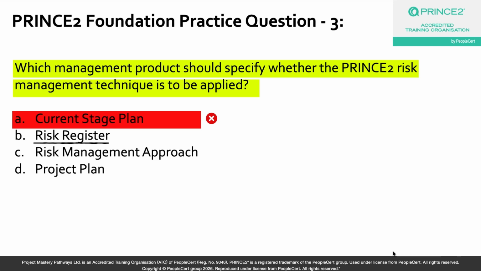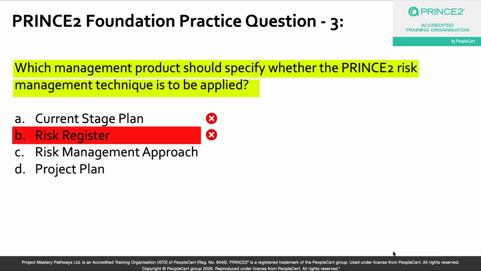Now, here is the key distinction: the risk register records the risks themselves, okay? It does not tell you how risk management is going to work on the project from start to finish, okay? So in other words, the what is in the risk register and the how sits somewhere else entirely, okay? So option B is an incorrect answer choice.